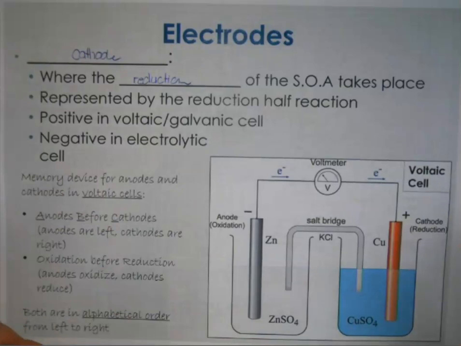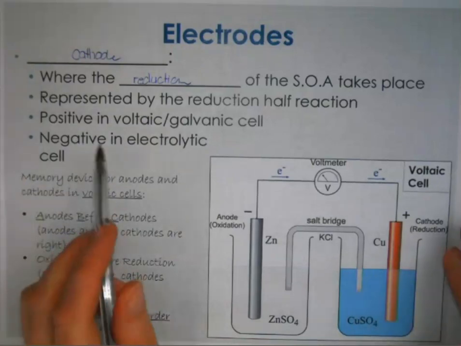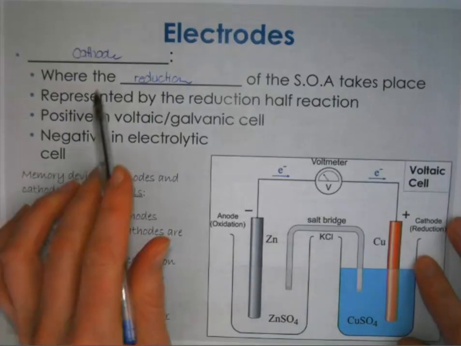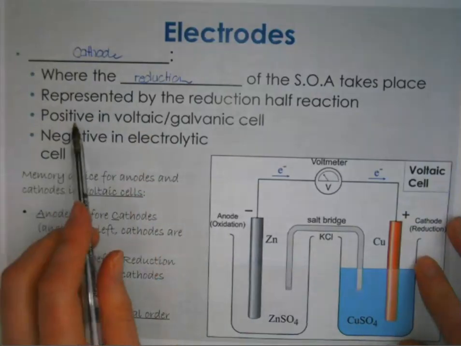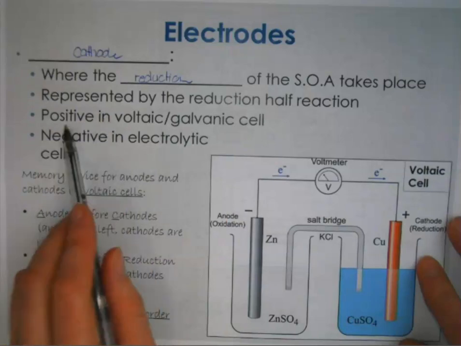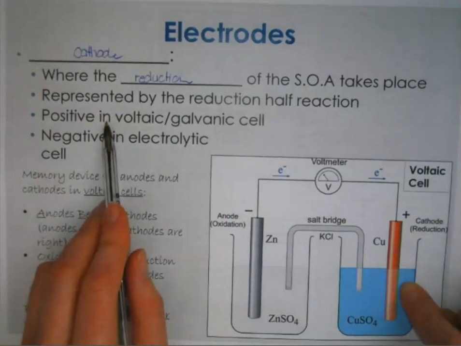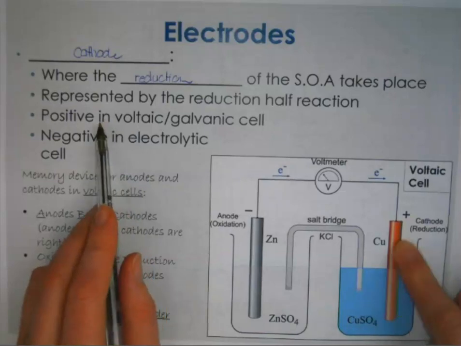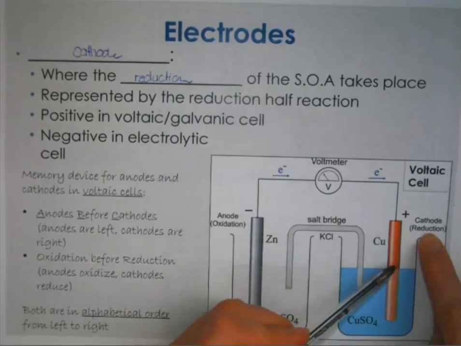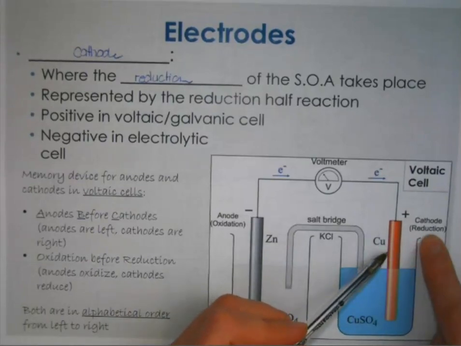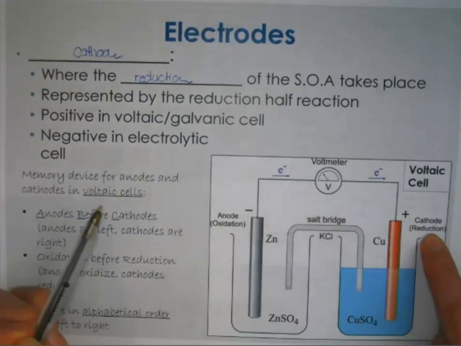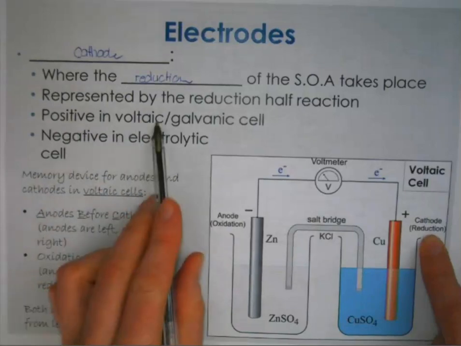So obviously we're going to assign opposite signs to our electrodes. In a voltaic or galvanic cell, that means we're going to say the cathode is positive. That's because we have reduction happening at the cathode, which means electrons are being used up. We have this deficit in electrons as they're used to fuel the reduction half reaction, which is why electrons continue to spontaneously flow from the anode. So that's why it's called positive.